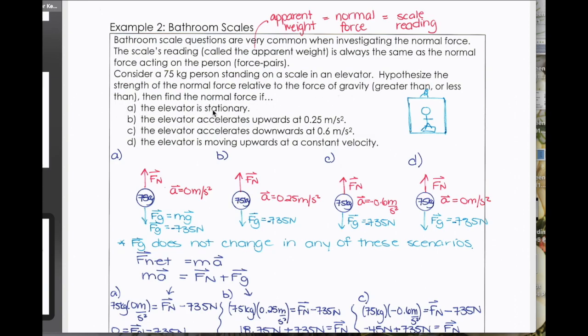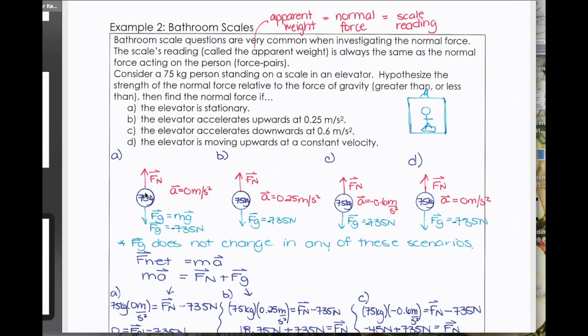Part A: if the elevator is stationary, so we'd have an acceleration of 0. Part B: the elevator accelerates upwards at 0.25 meters per second squared. Part C: the elevator accelerates downwards at 0.6 meters per second squared. Part D: the elevator is moving upwards at a constant velocity. Remember, if it's moving at a constant velocity, it has 0 acceleration.